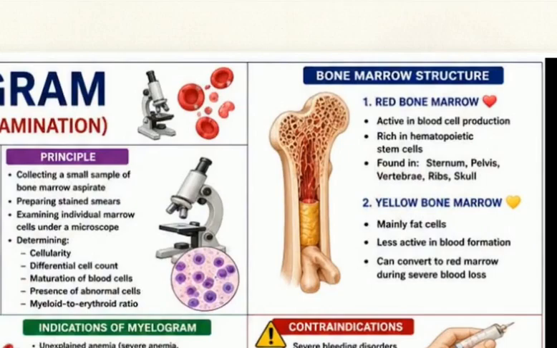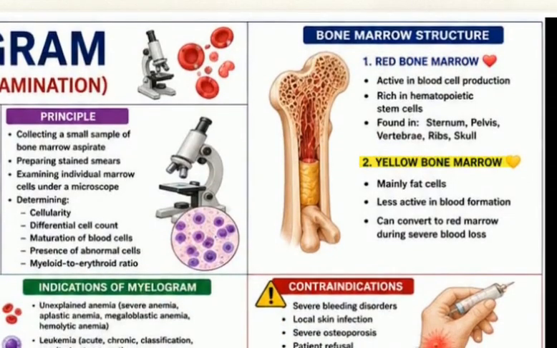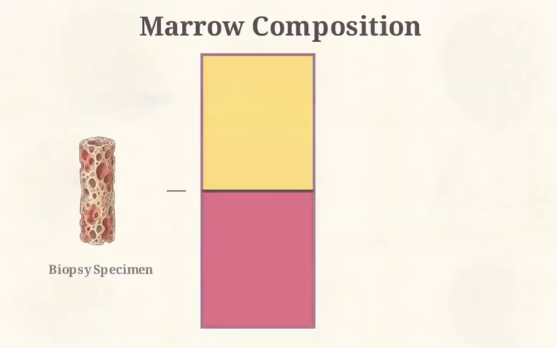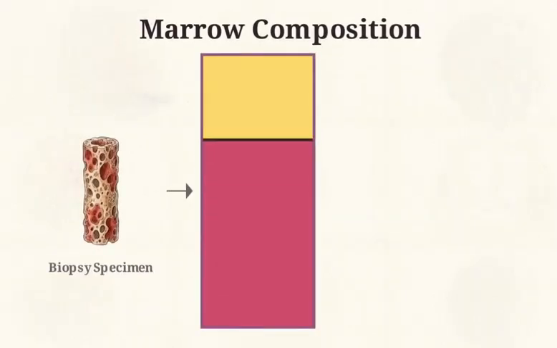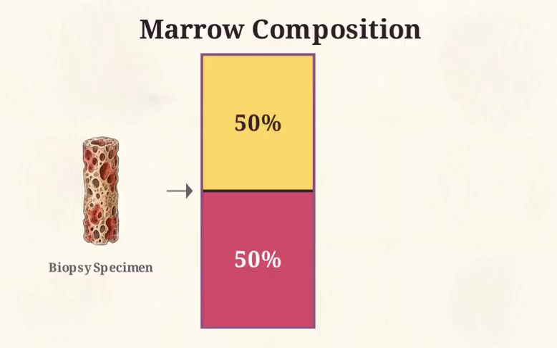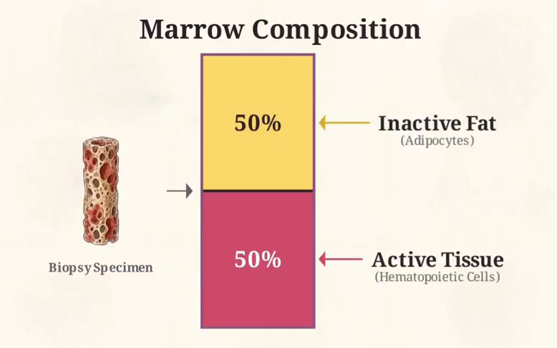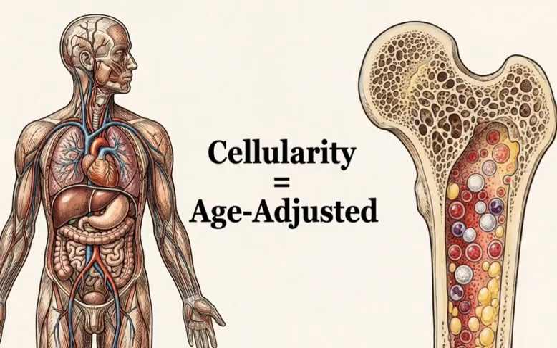This femur diagram illustrates the divide. The red bone marrow is the active site, where stem cells produce blood cells. Panning down, we find the yellow bone marrow. Composed of lipid cells, it serves as an inactive fat reserve. Before specific disease states can be identified, the diagnostician must first quantify the geometric balance between this active red tissue and inactive yellow fat.